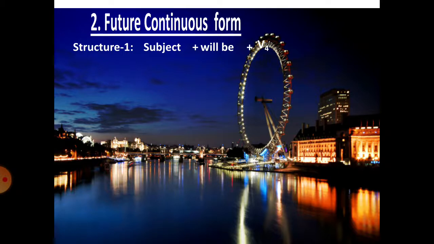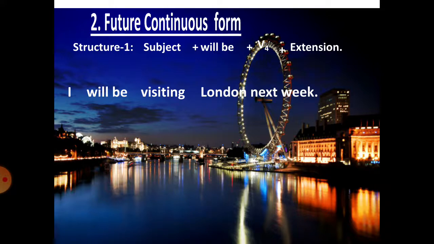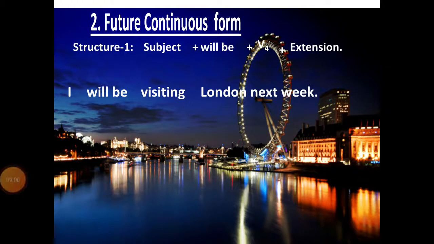Okay. Then the extension. Here is the example. I will be, then a verb 4, that means verb with ing, visiting London next week. I will be visiting London next week. Okay, dear students. I will be visiting London next week. You will make this type of sentence.